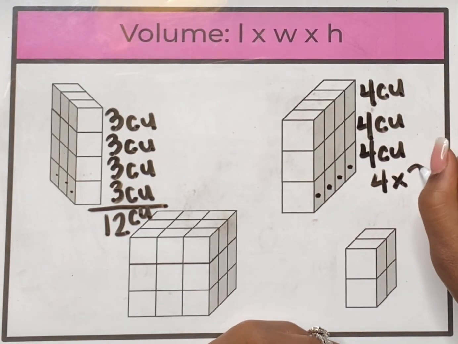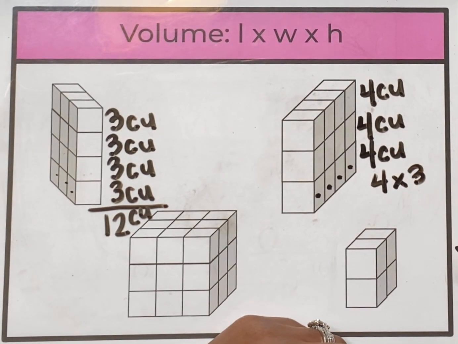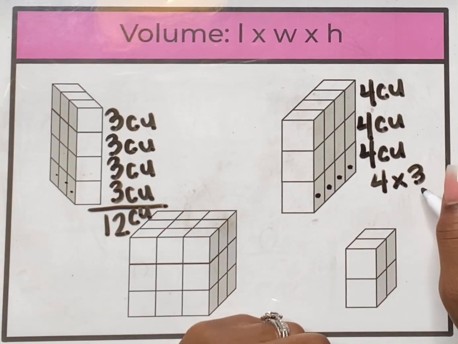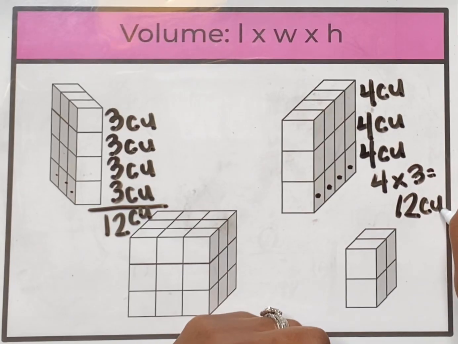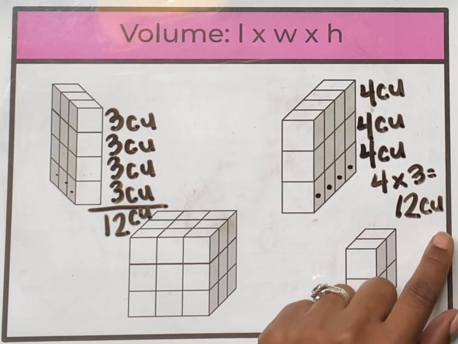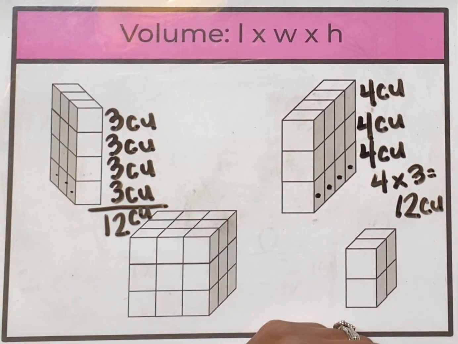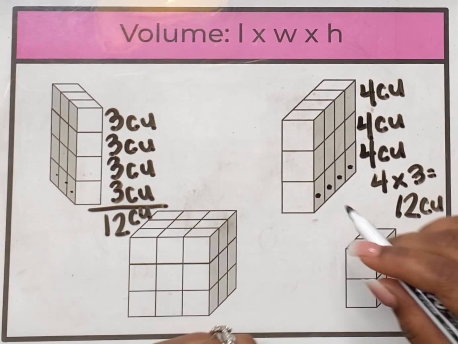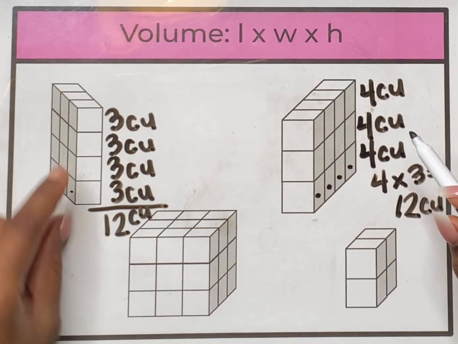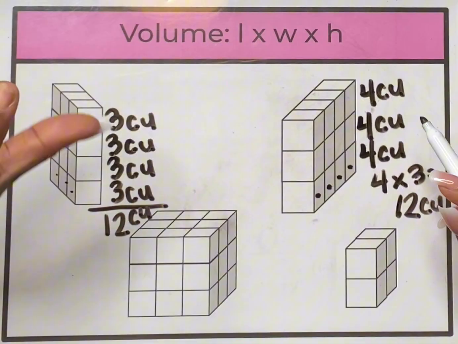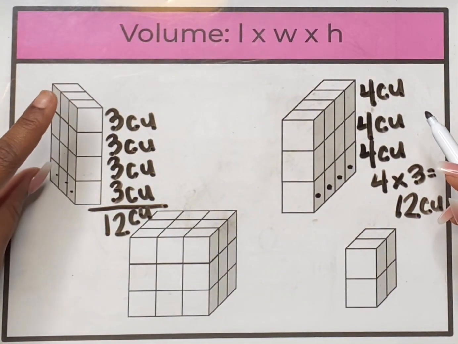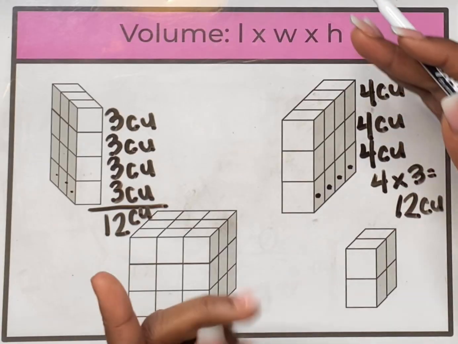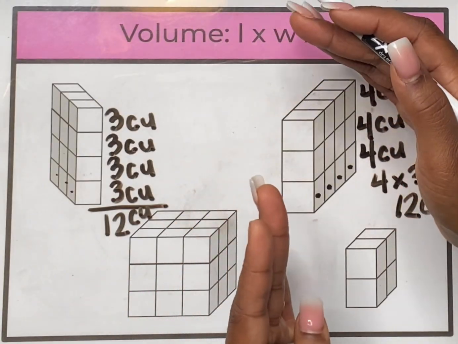Now we can multiply. We can say 4 times 3. So our base is 4. 4 times 3 is 12. And the length and the width, they create your base. And our base was 4, and we had a height of 3. 4 times 3 gave us 12. In that first example here, we had 4 layers of 3. So we had a base of 3.